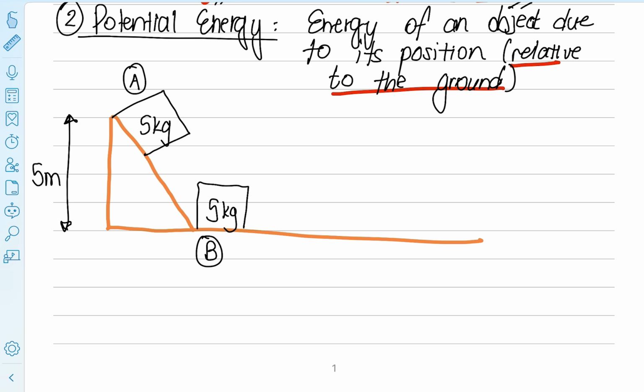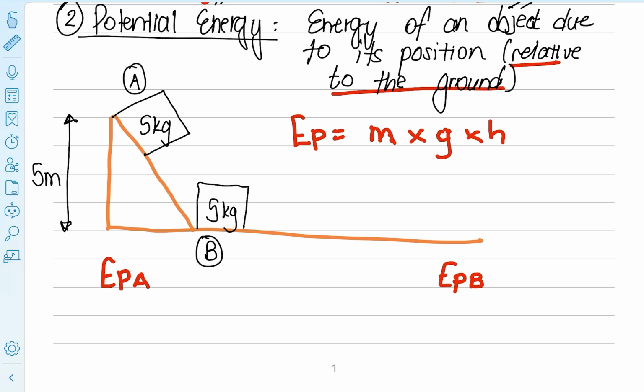So we've got point A, where we can calculate the potential energy, and we've got point B, where we can calculate the potential energy. The formula for potential energy is mass times gravitational acceleration multiplied by the height. Height being the height of the object relative to a specific point. Right now, I want us to look at the height of the object relative to the ground.